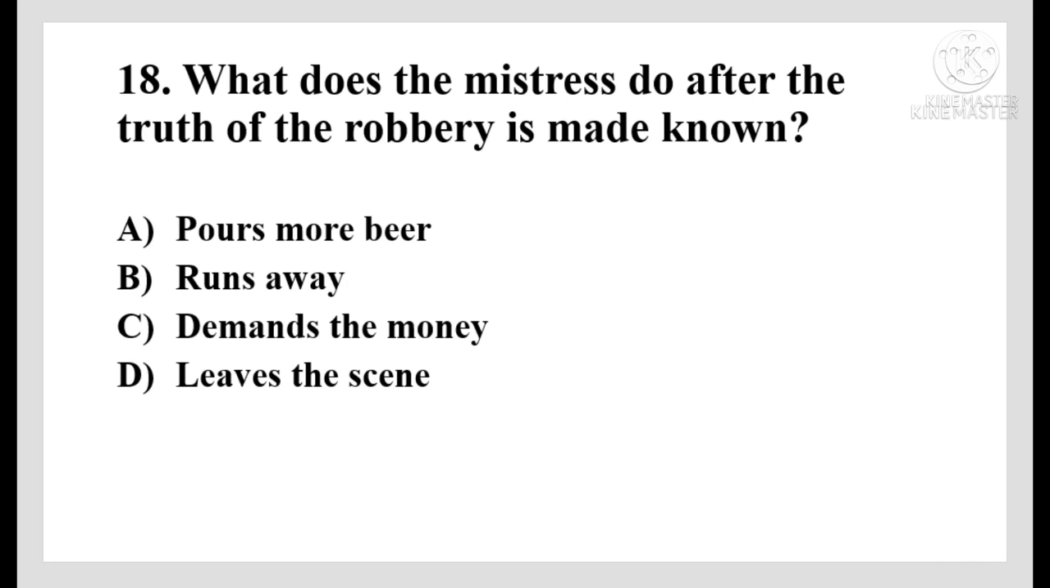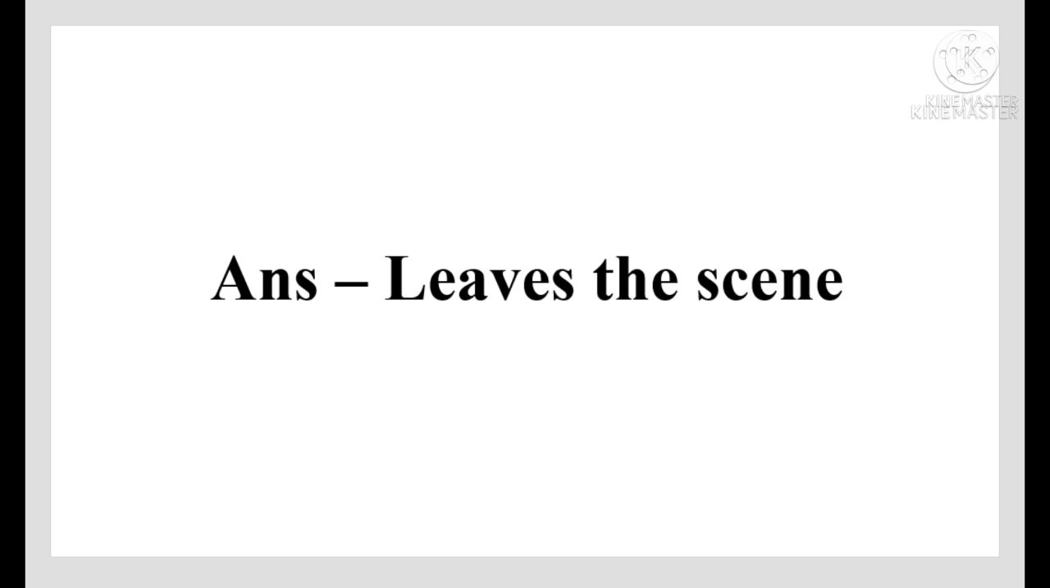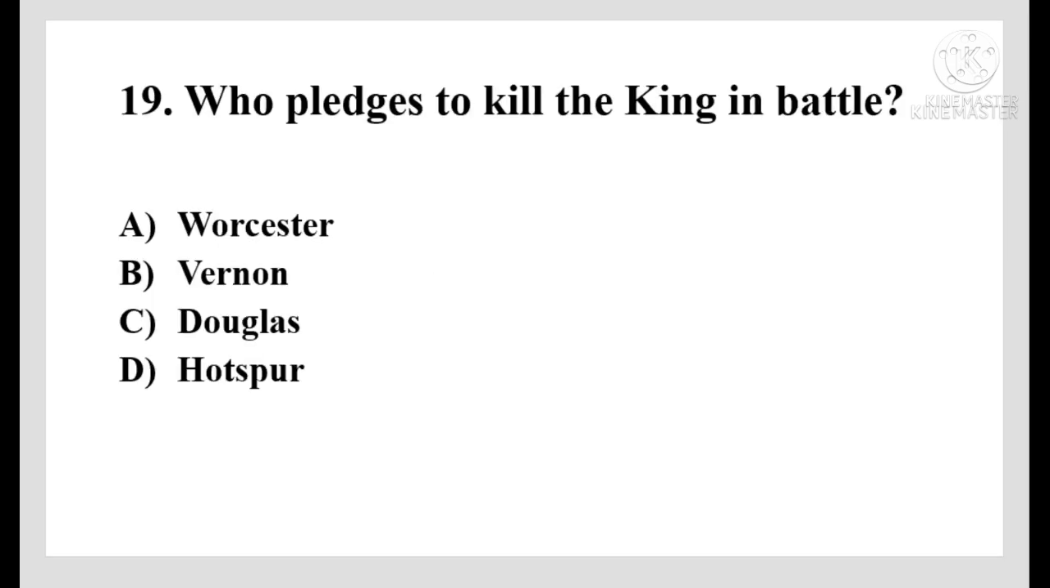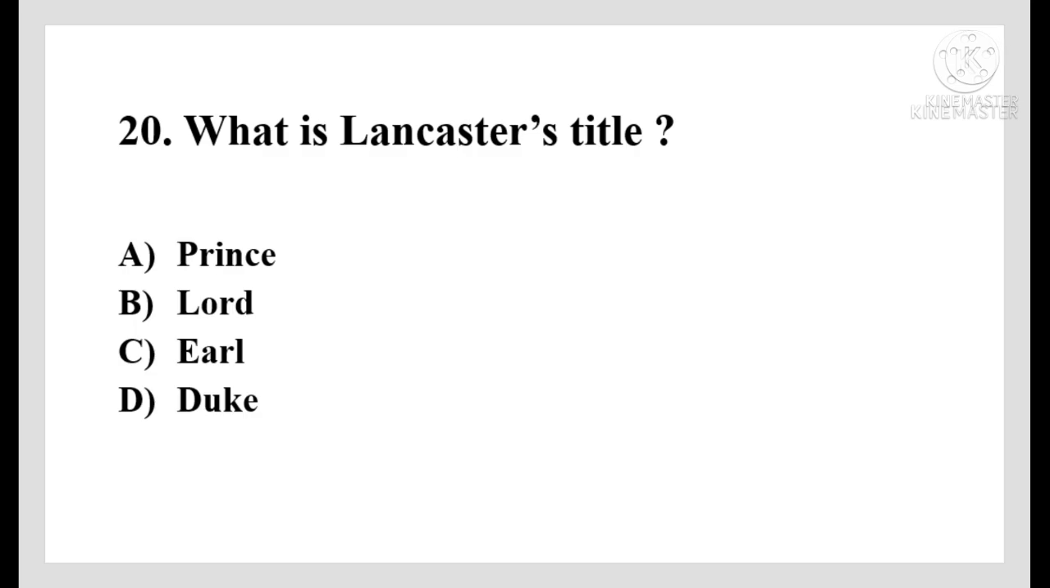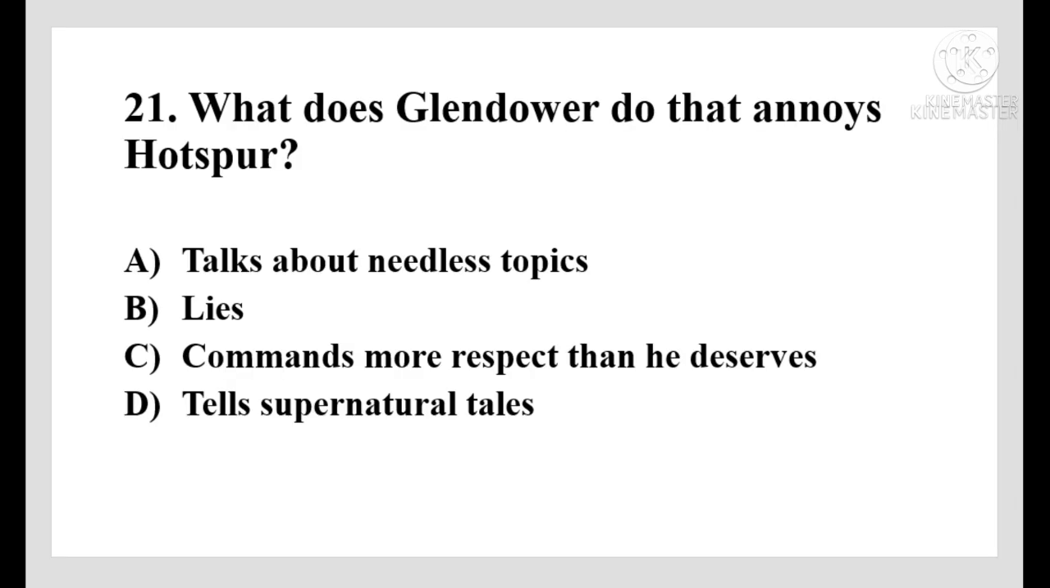What does the mistress do after the truth of the robbery is made known? Pours more beer, runs away, demands the money, leaves the scene. Answer: leaves the scene. Who pledges to kill the king in battle? Worcester, Vernon, Douglas, Hotspur. Answer: Douglas. What is Lancaster's title? Prince, Lord, Earl, Duke. Answer: Lord.